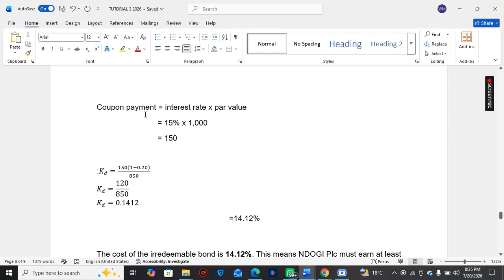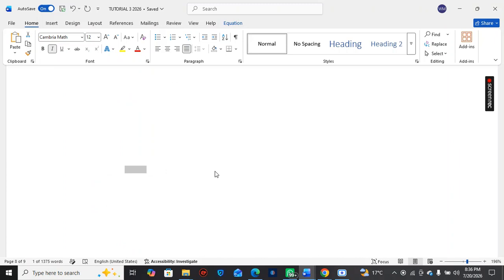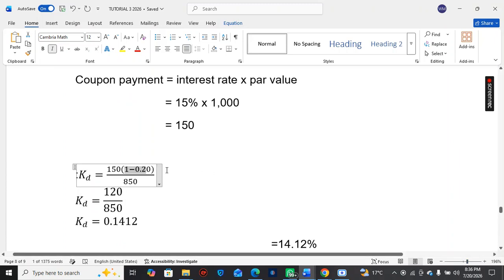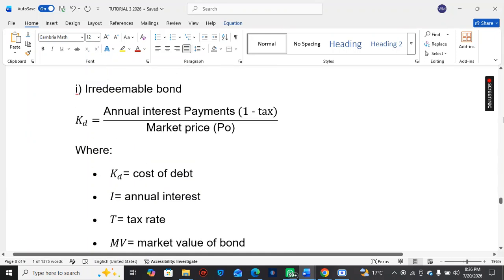Okay, colleagues. So 15% of 1,000 kwacha. Following the formula, interest payment 150, times one minus the tax rate of 20%, 0.2. Okay, colleagues, what does this 1 minus t signify in the formula? Before I continue tabulating, what does it signify?